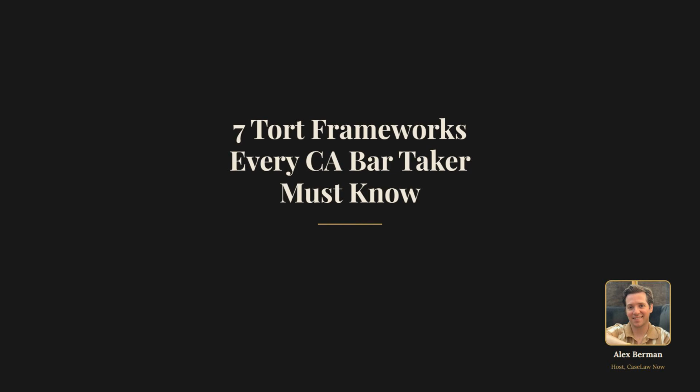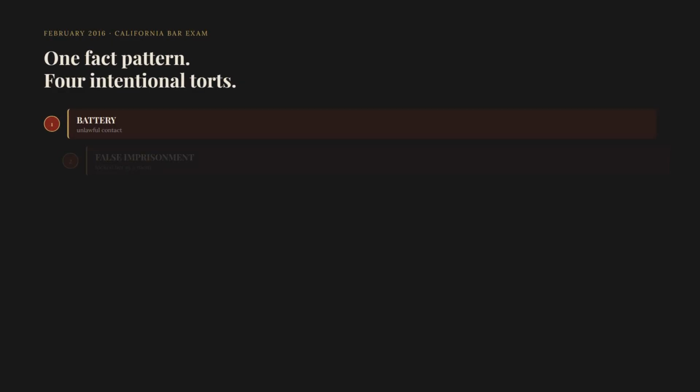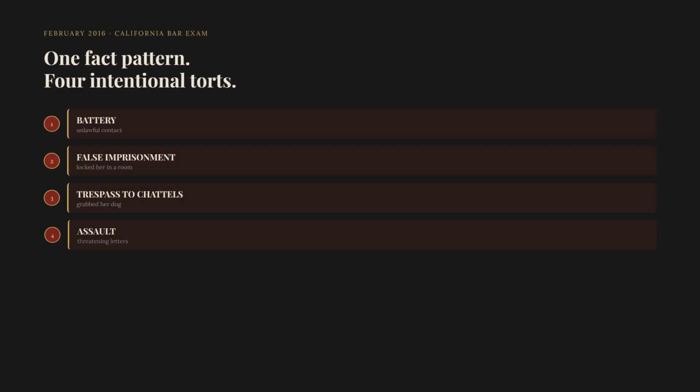February 2016 California bar exam. The essay drops a fact pattern about a guy who shoves his neighbor, grabs her dog, locks her in a room, and sends threatening letters. The question asks what intentional torts apply.